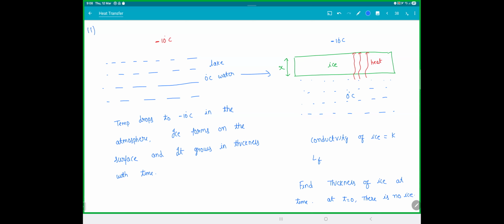I hope the story is clear. You have a big lake, area not given. There's a lot of water at 0 degrees. When the atmosphere suddenly becomes minus 10, the top layer starts freezing. You get a thin layer of ice in the beginning. Then the heat goes through the ice and you start getting more and more ice. So this ice slab is continuously growing. It's becoming thicker and thicker.